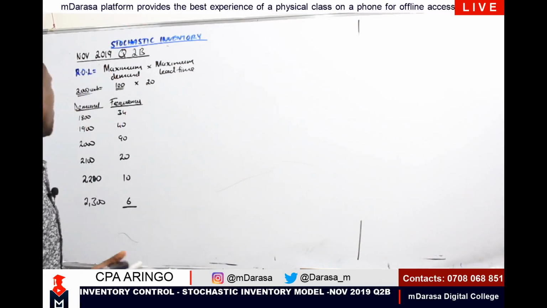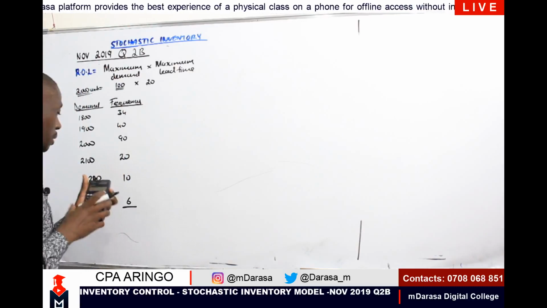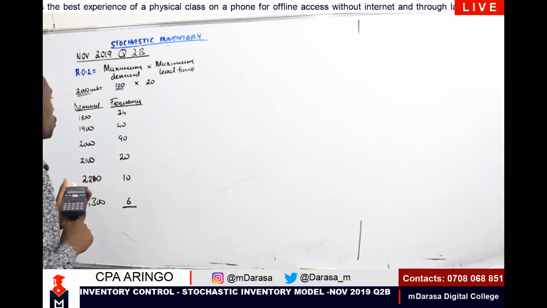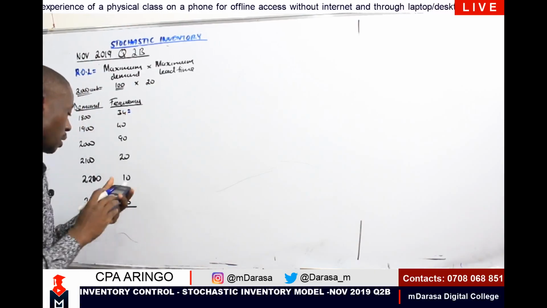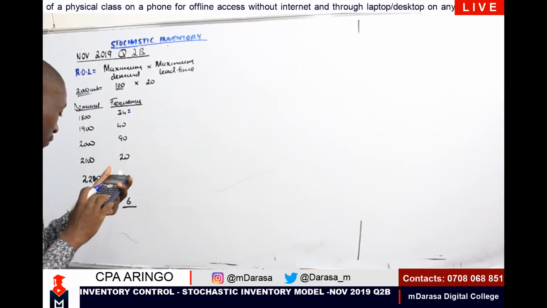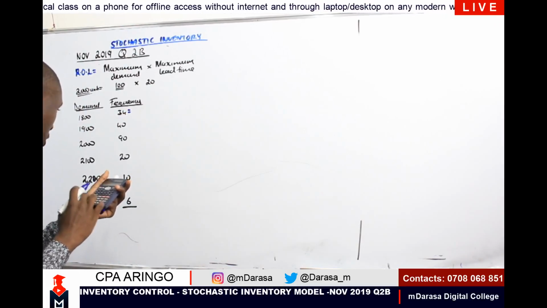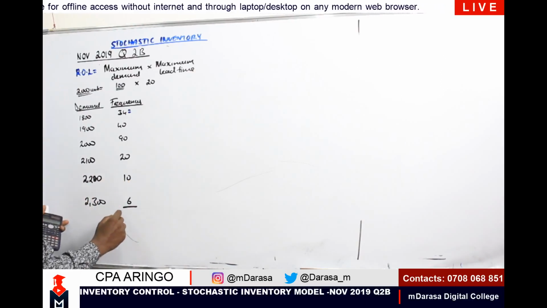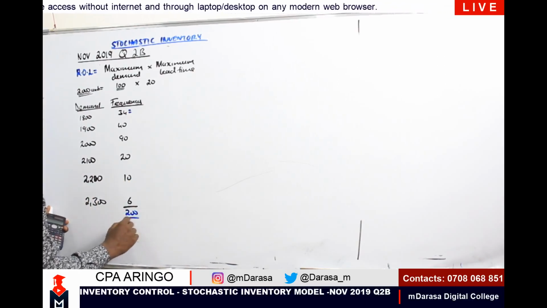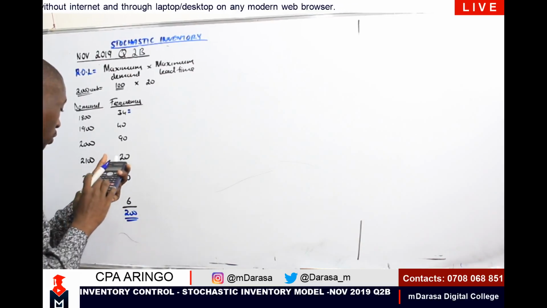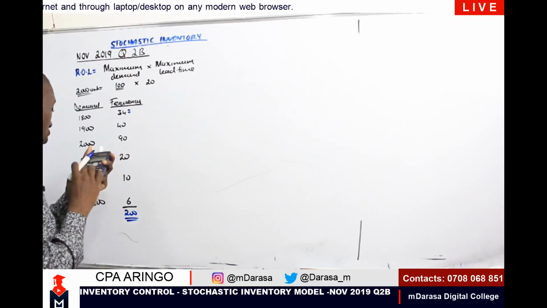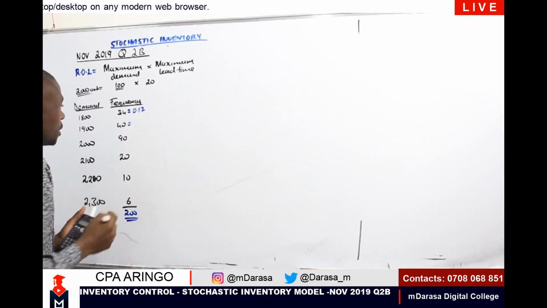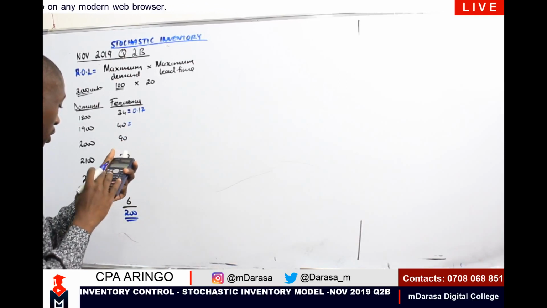So therefore, in this case, my probability at this point, you should be talking of what? The first case, we should be having 34, 40, 90, 20, 10, and 6, right? So we have 200. So the first case, my probability is 34 of 200, which gives 0.17. The other point, you should be having 40 of 200.